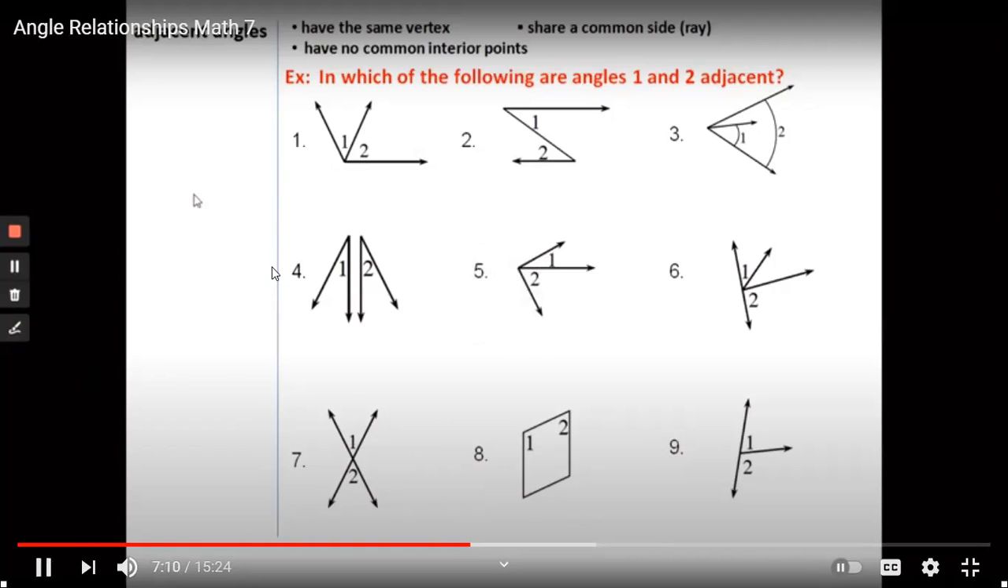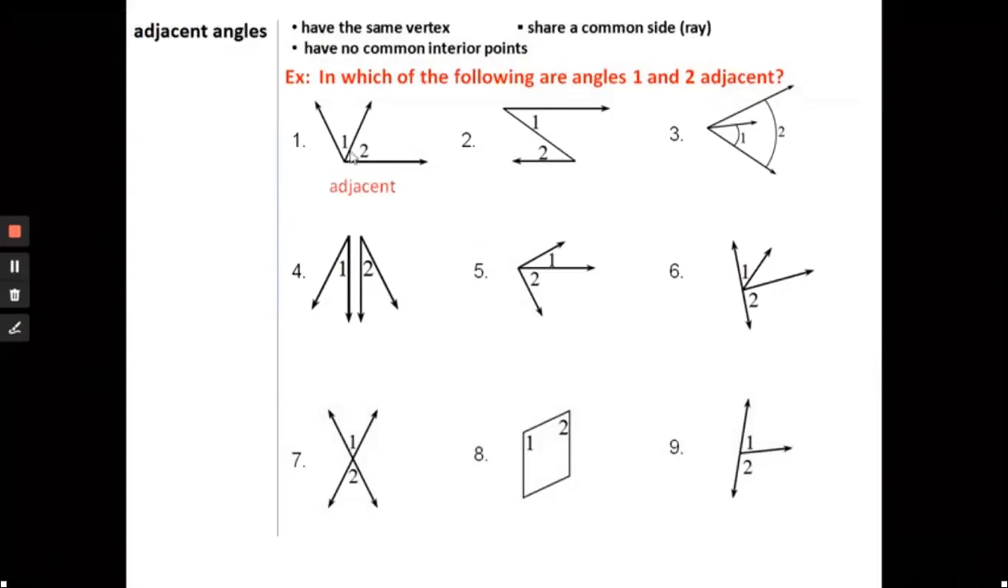Okay, so the first one, those are adjacent. And the reason why they're adjacent is, first of all, they share the same vertex right there. And secondly, this is the side that they both share. Okay, so on to number 2. So go ahead and pause it. The answer is, these are not adjacent. And the reason is, they don't have the same vertex.